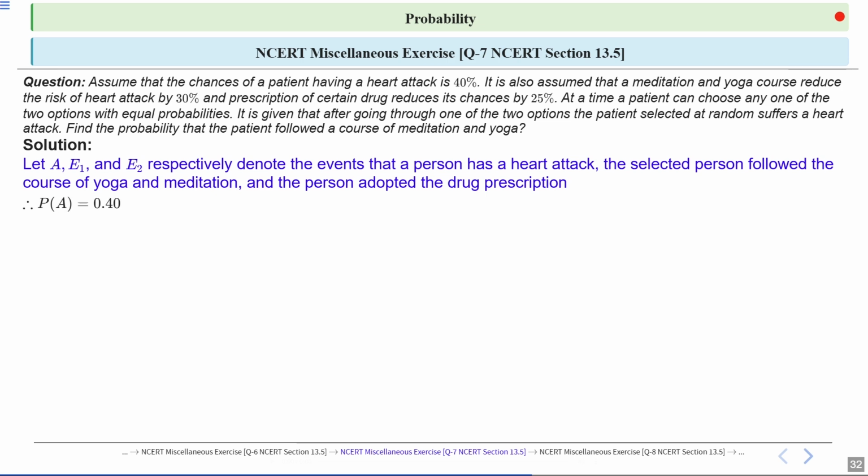Therefore, probability of A equals 0.40. Probability of E1 equals probability of E2 equals 1 by 2. And probability of A given E1 equals 0.40 times 0.70 equals 0.28. And probability of A given E2 equals 0.40 times 0.75 equals 0.30.